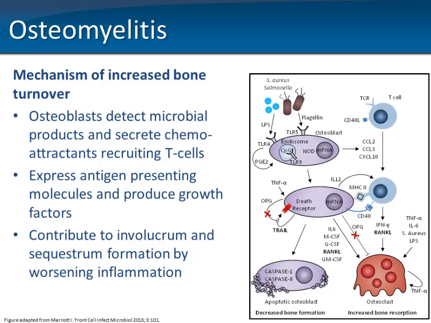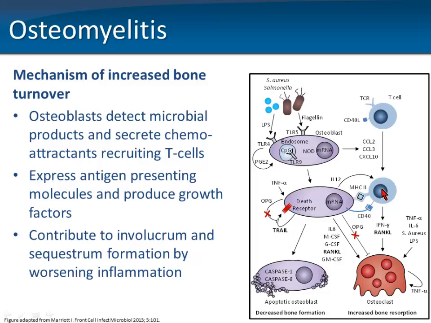So when the osteoblast detects these products, it will start an entire cascade within the cell, and it will lead to the production of chemoattractants, CCL2, 3-CXCL10. And these products will result in regulatory T cells that will come to the place of the infection. These T cells will bind with the osteoblast, and the osteoblast will present to the T cell using MHC2 these parts of the bacteria it has detected.